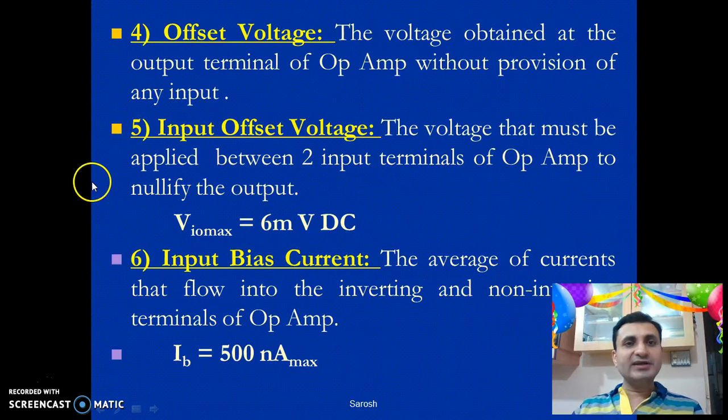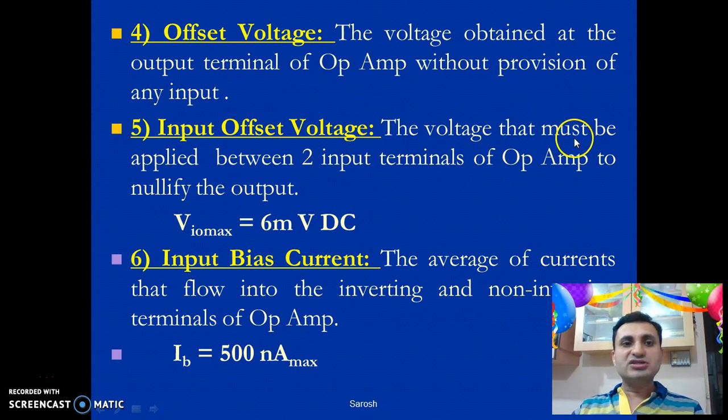The next important characteristic is the offset voltage, which generally creates a hindrance in the typical output required from the op-amp. It is defined as the voltage obtained at the output terminal of op-amp without provision of any input. That is, whatever output we obtain without providing any input across the input terminals of op-amp, we call it offset voltage.